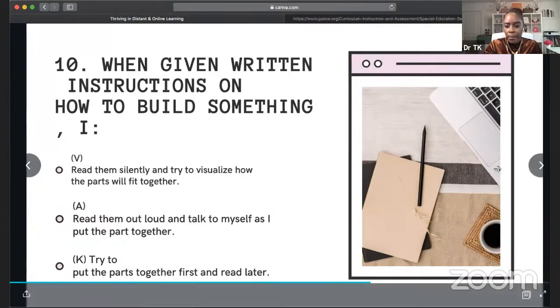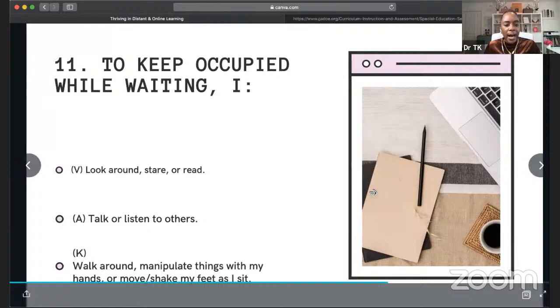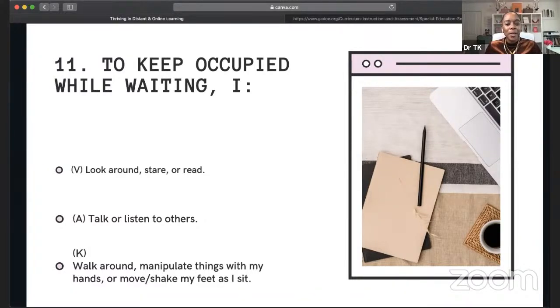Okay. Number 11, to keep occupied while waiting for my impatient people. To keep occupied while waiting, I look around, stare, or read. You look around, stare, or you got to be fixated on something visual. Okay. A is while occupied, you talk or listen to other people.